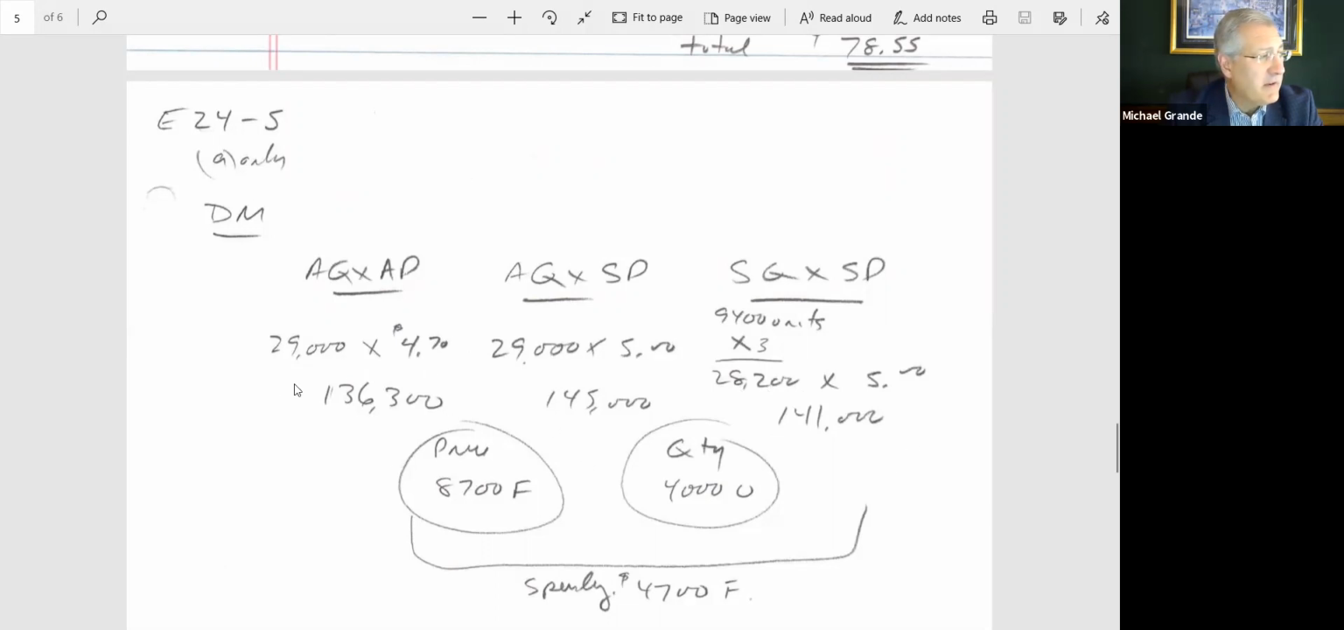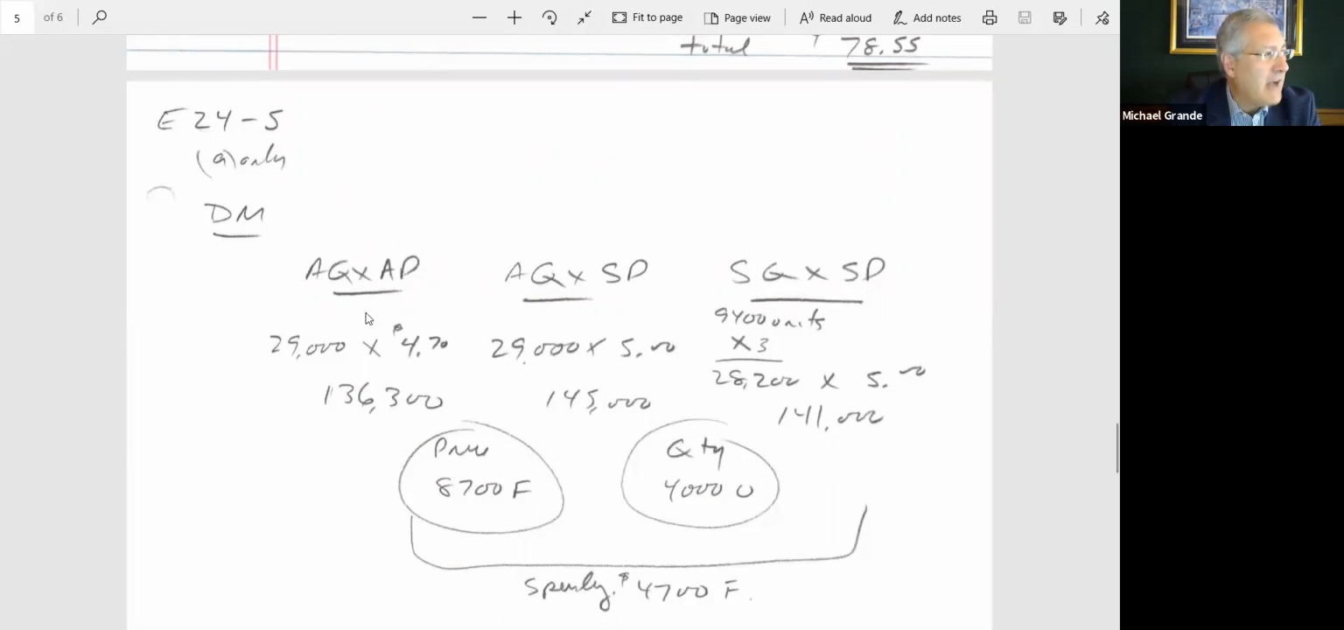What did they actually spend? Well, they actually used 29,000 units. They actually paid $4.70 per unit for a total of $136,300. Again, you want to look back at the problem, make sure you know where every single number comes from. They actually spent $136,300. They should have spent $141,000. They spent less than they should have spent. $4,700 favorable spending variance, also known as an overall variance. But we're interested in the price and the quantity variances.